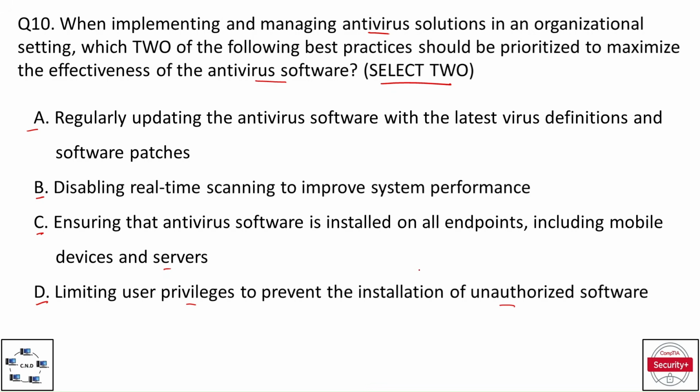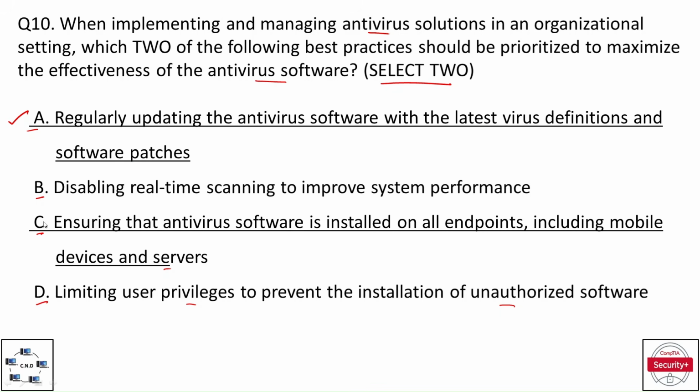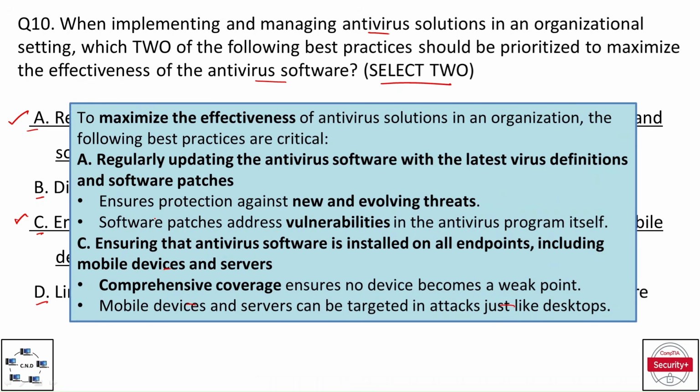And the correct options are option A, regularly updating the antivirus software with the latest virus definitions and software updates, and option C, ensuring that antivirus software is installed on all endpoints, including mobile devices and servers. And the explanation is, to maximize the effectiveness of antivirus solutions in an organization, the following best practices are critical.